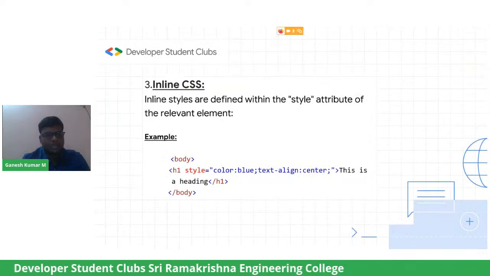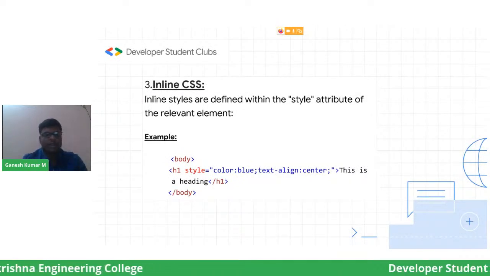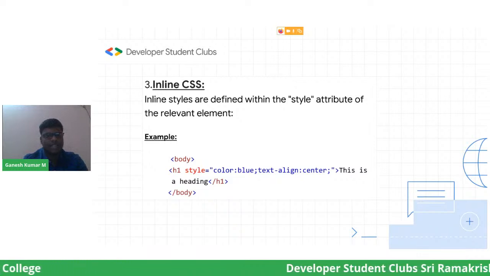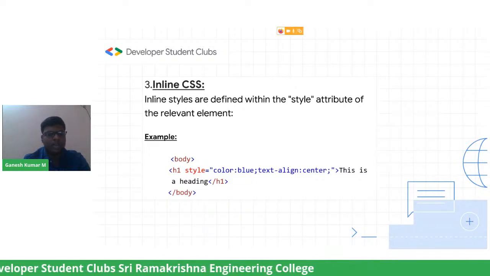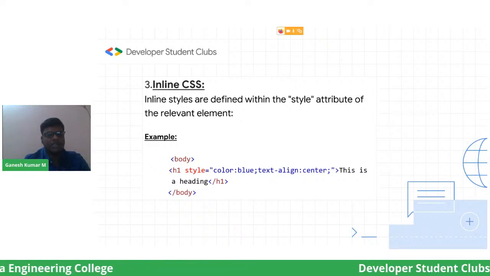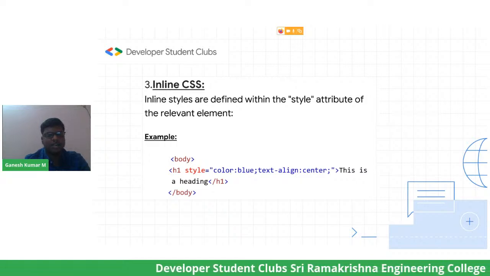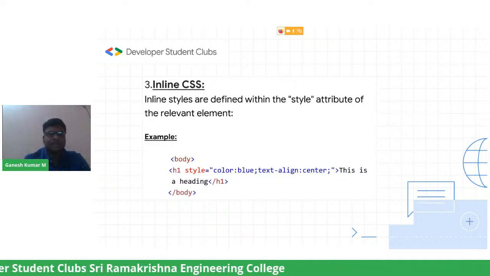And the next one is inline CSS. Inline CSS is nothing but specifying the styles in the tag itself. Okay, if you see now, H1 is a heading. We are going to style it using the style keyword. We specify the color as blue, and text alignment center. This is one more way of inserting CSS.